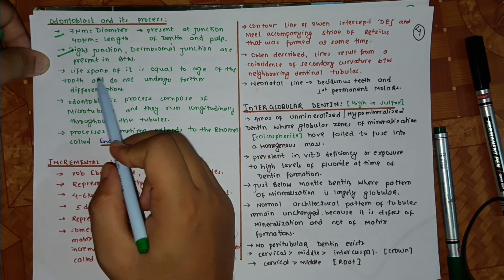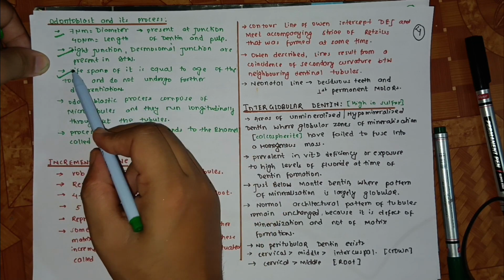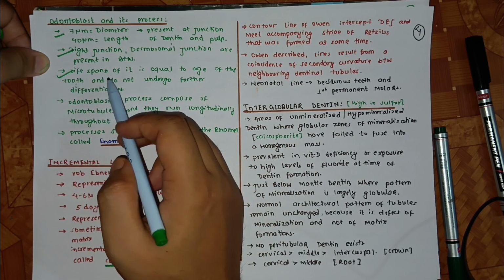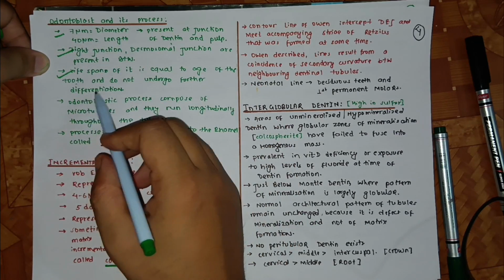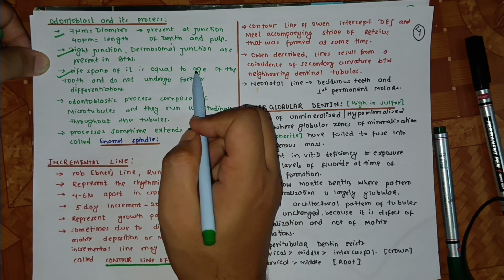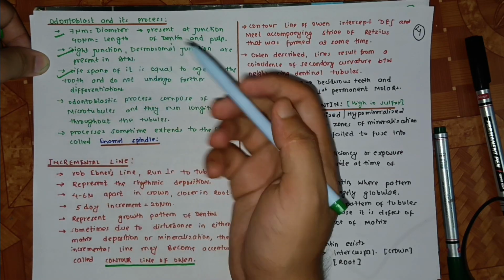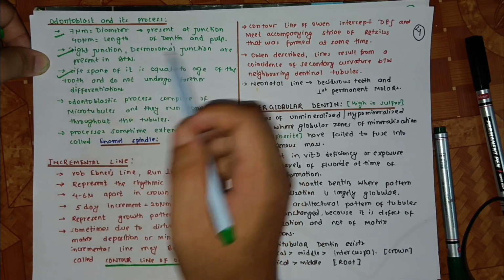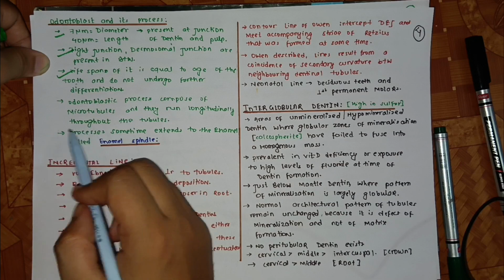After that, the lifespan of the odontoblast is equal to the age of the tooth. Once it is differentiated, it does not undergo further differentiation. When the tooth dies, at that time the odontoblast also dies.